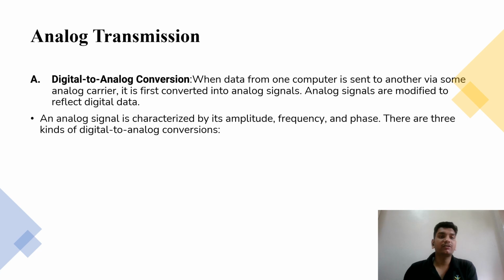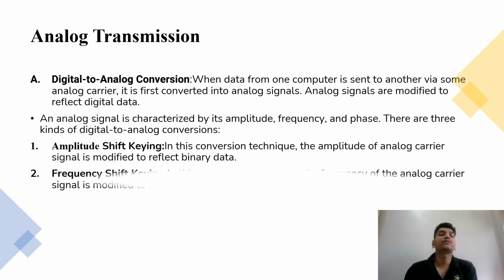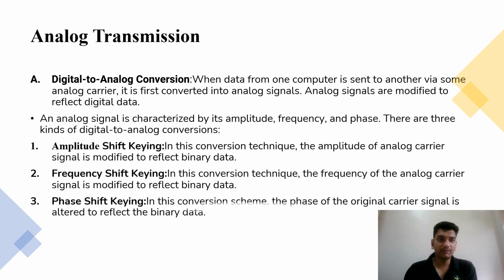Basically, in analog transmission, there are two types: digital to analog conversion and analog to analog conversion. To send digital data over an analog medium, it needs to be converted into an analog signal. So therefore, we will see digital to analog conversion. When the data is in digital form, it is converted to an analog signal so it can be sent to an analog device.